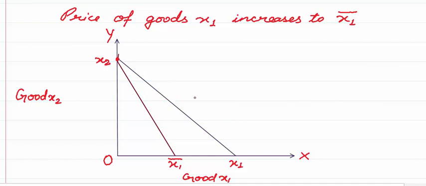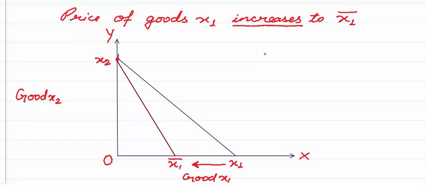In this case, the slope of the budget line has changed, and this is because the price of the good X1 consumed by the consumer has increased to X1 bar. Since the price has increased, the consumer can purchase less amount of goods X1, and there is a leftward movement in the quantity of consumption of goods X1 by the consumer.